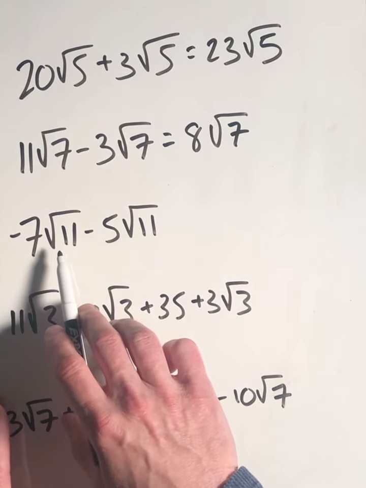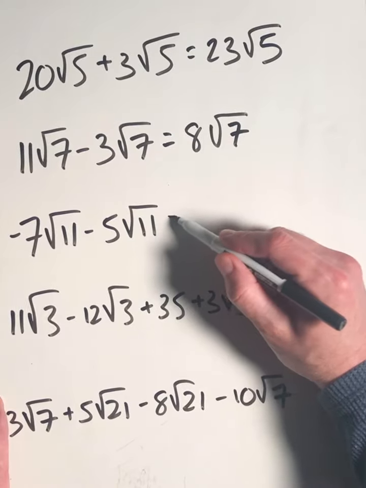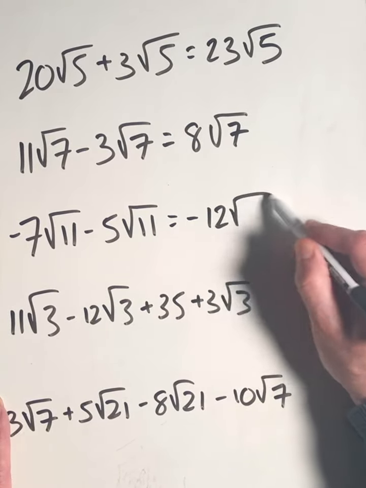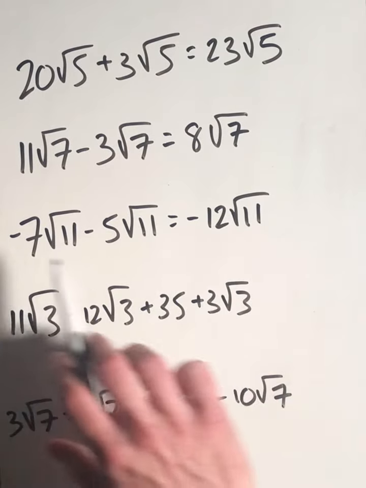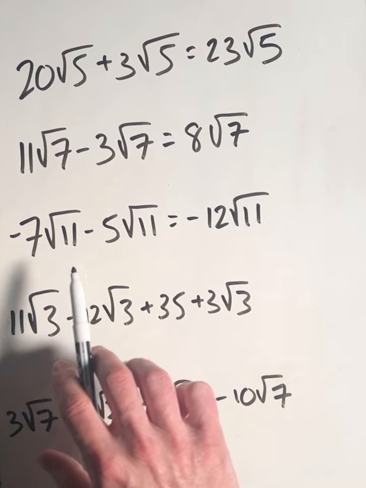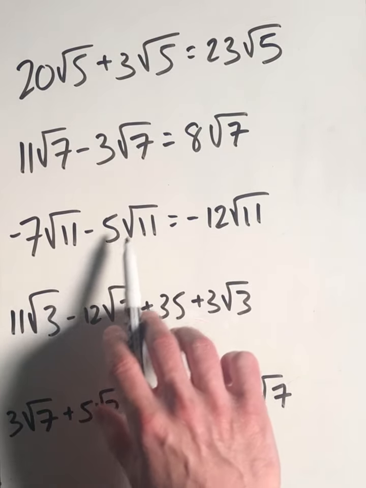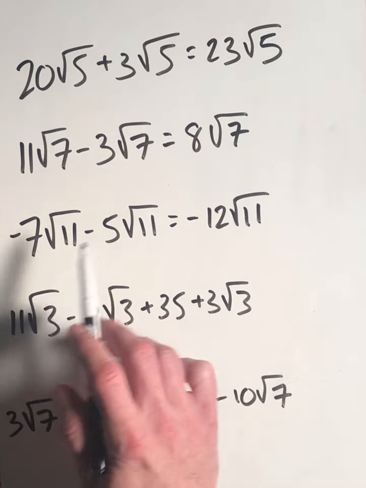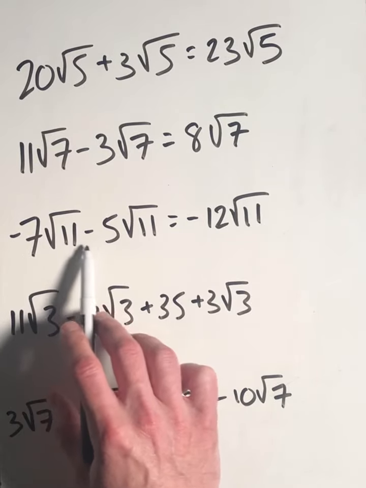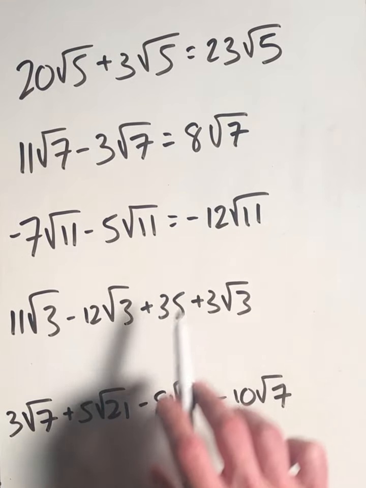Negative 7 of something minus 5 of that same thing would be negative 12 of that same thing. So negative 7 times the square root of 11 minus 5 times the square root of 11. We're really looking basically at coefficients here. Negative 7 minus 5 would be negative 12.